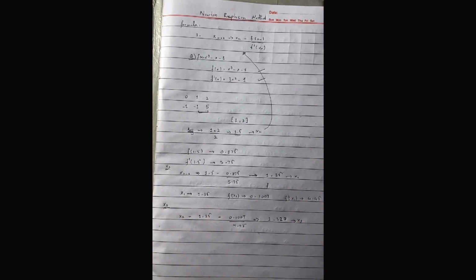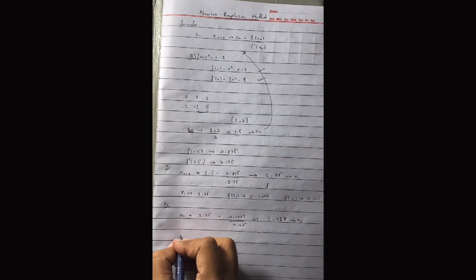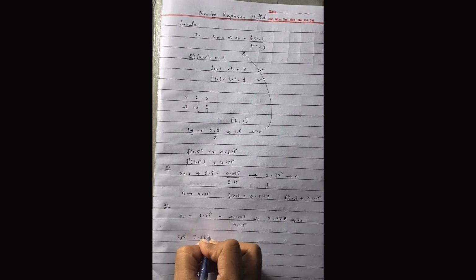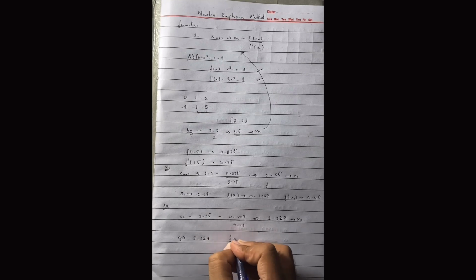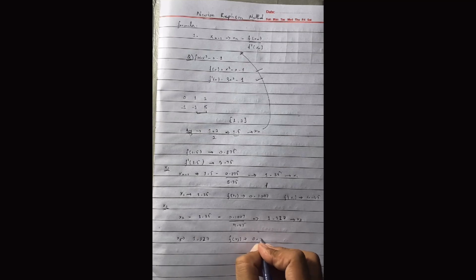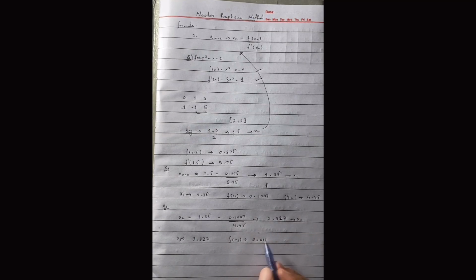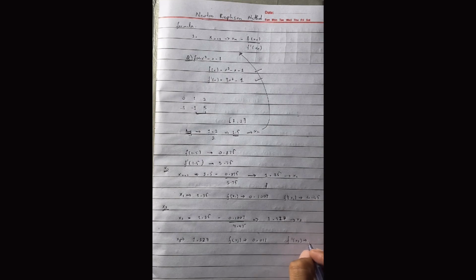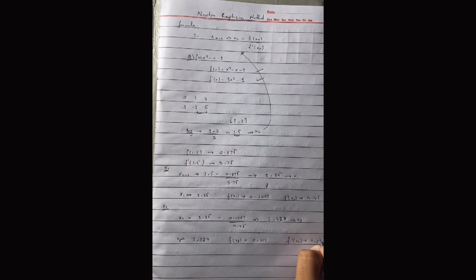So and so on, we will perform these equations again. Now x3 is 1.32527, and f of x3 is 0.011. As you can see, we are getting closer towards 0. And f prime of x3, the derivative of f at x3, is 4.29.